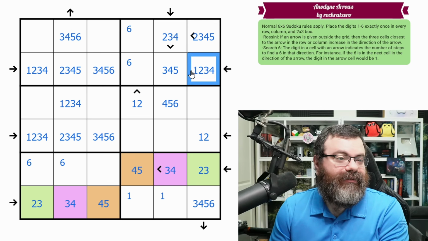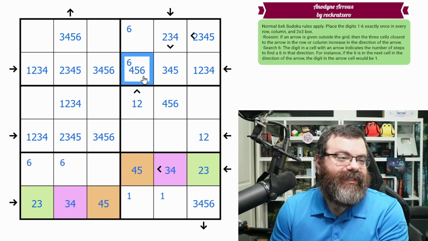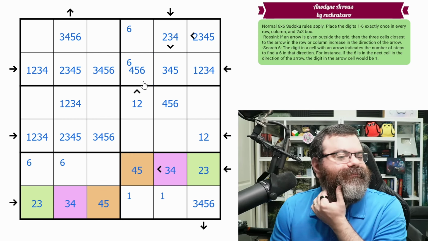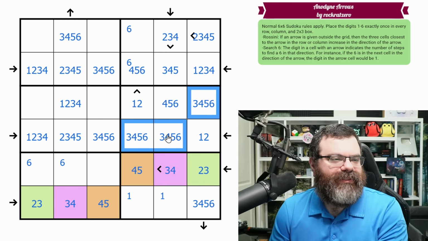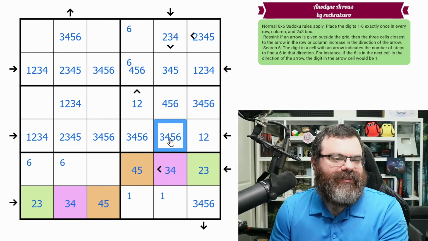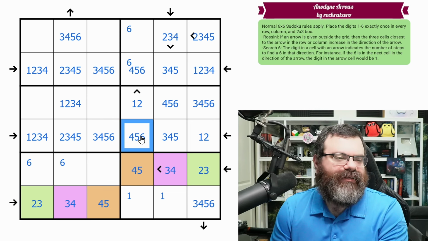Let's see. How about here? 1, 2, 3, 4. This can't be 2, but it can be 3, 4, 5. And so then this can be 4, 5, 6. This is a 1, 2 pair in the box. These are from 3, 4, 5, 6. So this has to increase. So this can't be 6 and this can't be 3.